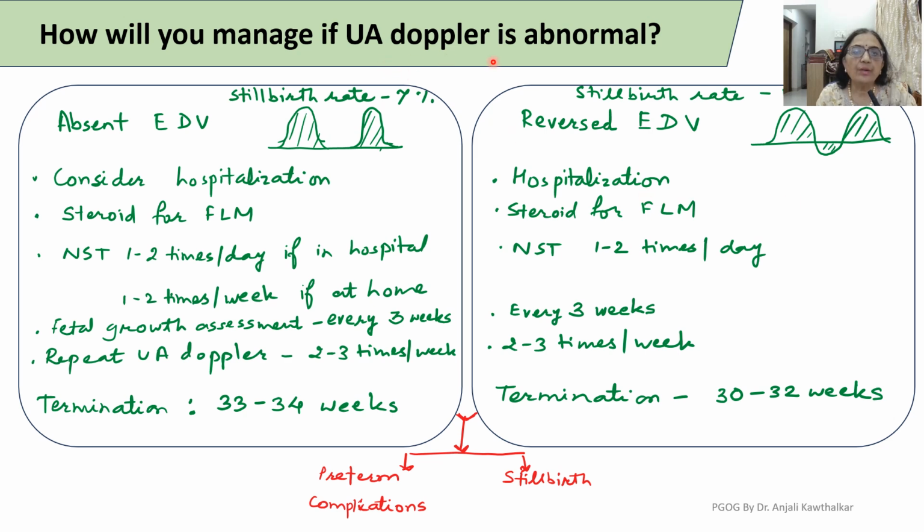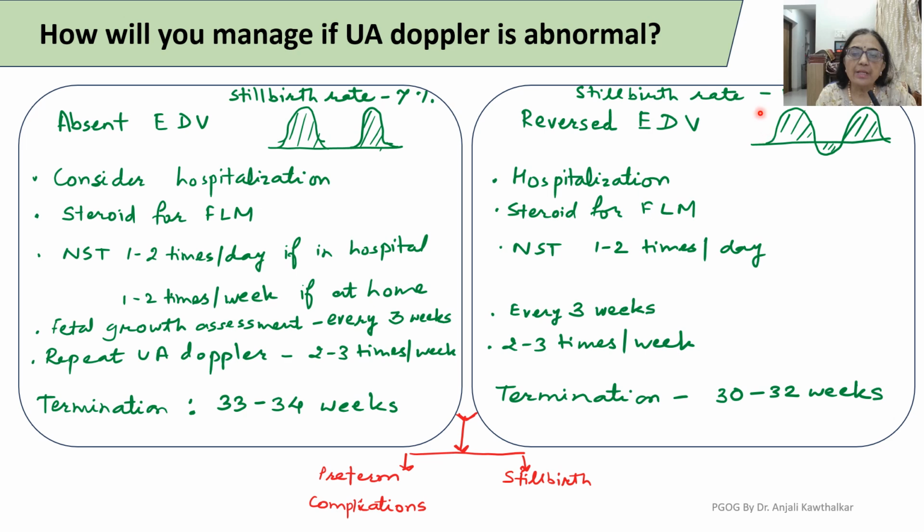Now, if umbilical artery Doppler is abnormal, then what is the management? So many times we do get patients who come with an ultrasonography report which shows umbilical artery Doppler as either absent end diastolic flow or reverse end diastolic flow, and usually that leads to a panic situation. But remember that absent end diastolic flow in the umbilical artery Doppler is associated with a stillbirth rate of 7%, whereas reversed is associated with a slight increase to 19%.